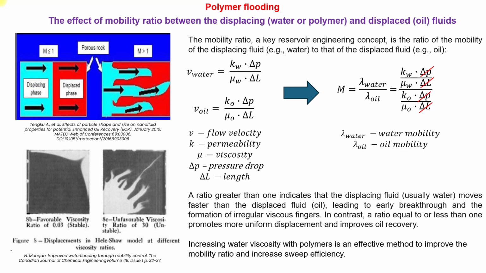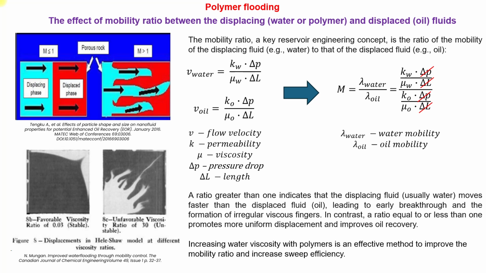Of course, from Darcy's law, we know that the velocity of a fluid inside porous media depends not only on the pressure gradient, but also on the viscosity of this fluid and permeability of the porous media to that fluid. So using Darcy's law, we can write down the ratio between the velocity or mobility of water and oil inside a porous medium. This ratio is called mobility factor, one of the fundamental concepts in reservoir engineering. It characterizes the process of oil displacement by water.